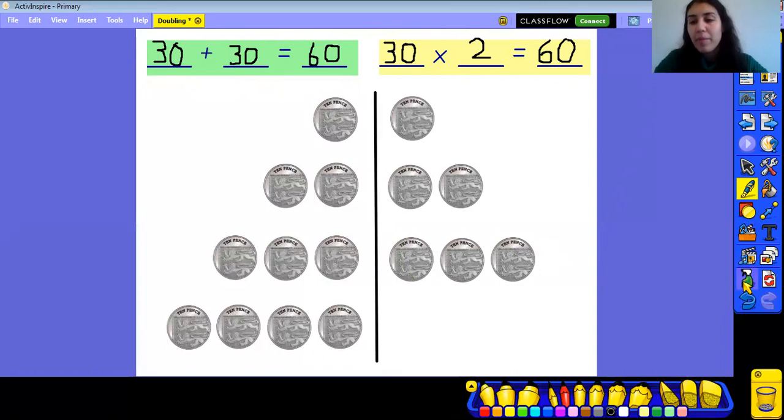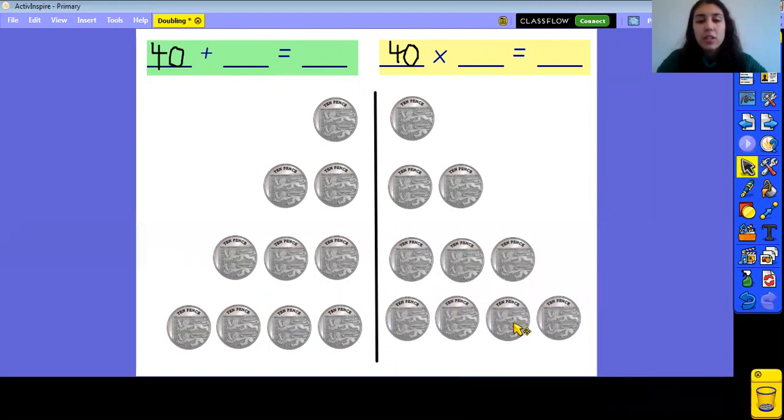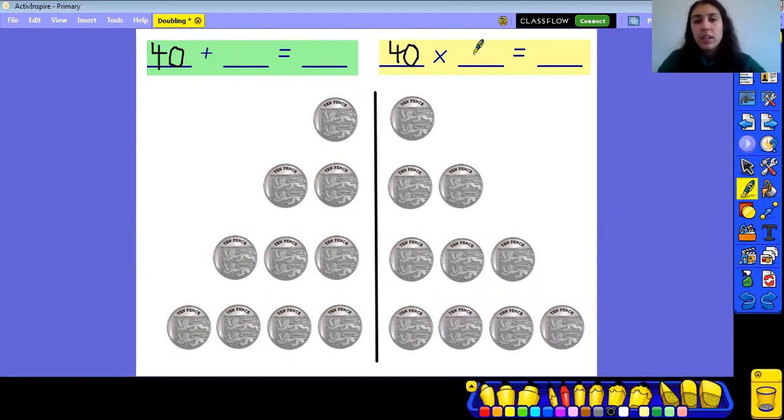And then for our 40, we've got 4 10s, which is the same as 40. And if we double it, then we would say that we've got 40 2 times. So now I've got 4 and 4 10s, so I've got 40 and 40. And that would be the same as double 4 is 8. So double 40 is 80. Excellent, well done.